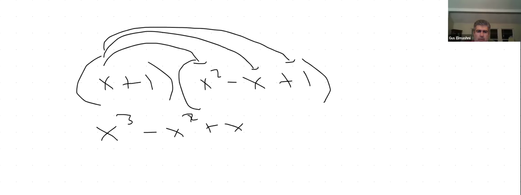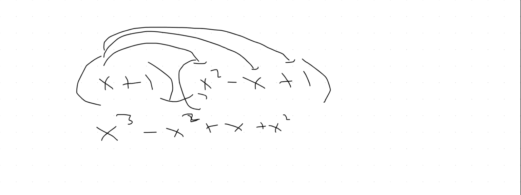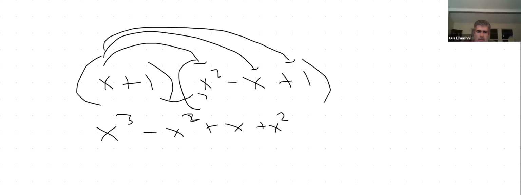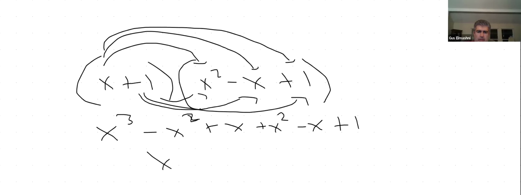Then here, 1 times X squared, one times negative X, and one times one. Those cancel. Oh, look at that. Those cancel also. I didn't mean for that to happen. There you go. You get X cubed minus one.